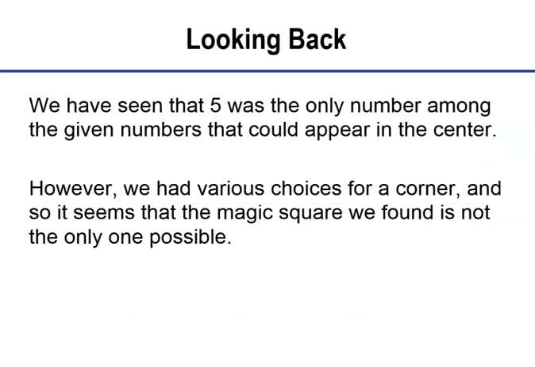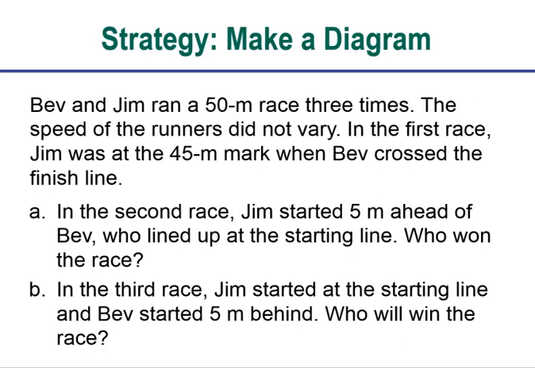Okay, we have seen that 5 was the only number among the given numbers that could appear in the center. However, we had various choices for a corner, and so it seems that the magic square we found is not the only one possible. It means the solution is not unique. So there's other ways to do it, but very similar. Play around. Set it up another way. Move those corners around and see what happens. Okay? All right, now we got a new problem.